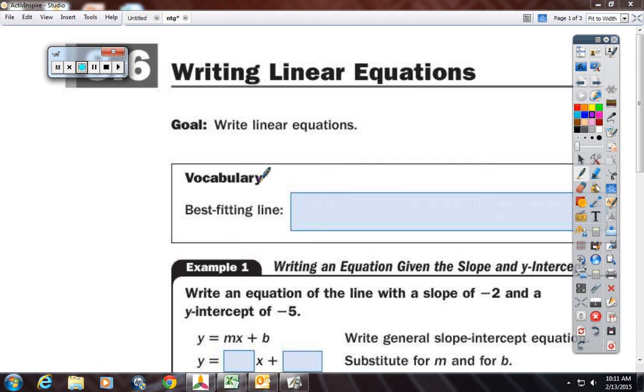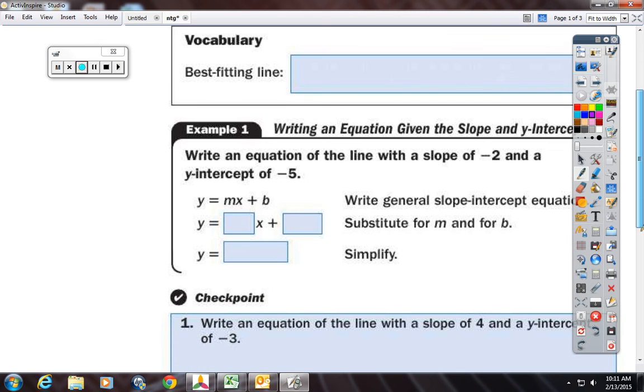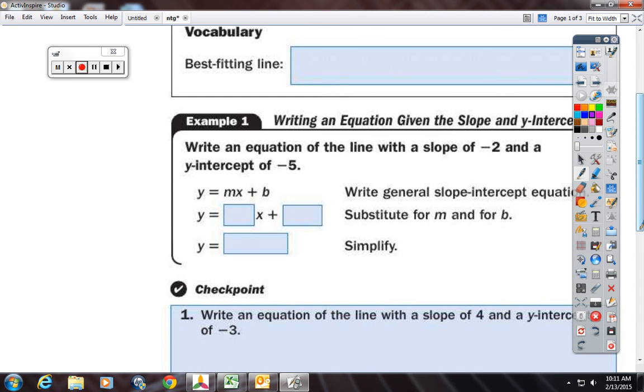Here we go. So, what we're going to talk about today is how to write our own equation. The vocabulary word is called best fitting line, and we're actually not even going to go over it because I'm more interested in you understanding how to write your own equation. These equations that we're going to write are in function form. What does function form mean? Where y equals something.